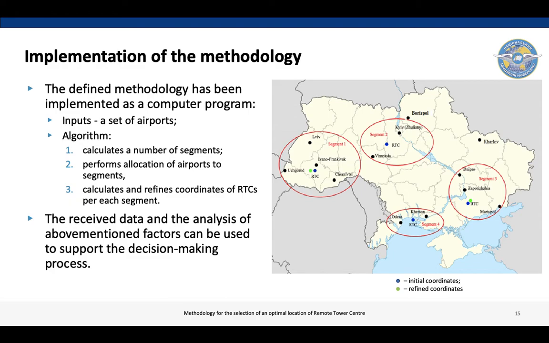The received data and the analysis of above-mentioned factors can be used later on to support the decision-making process for the selection of an optimal location of the remote tower center. On the picture you can see the outcomes of the execution of the program, where you can see that with the blue dots the initial coordinates of the remote tower center, and with the green ones the refined ones. In some cases the initial coordinates were enough and the refinement process didn't bring any new values. In some cases we could see some shift in terms of minimization of the distance.